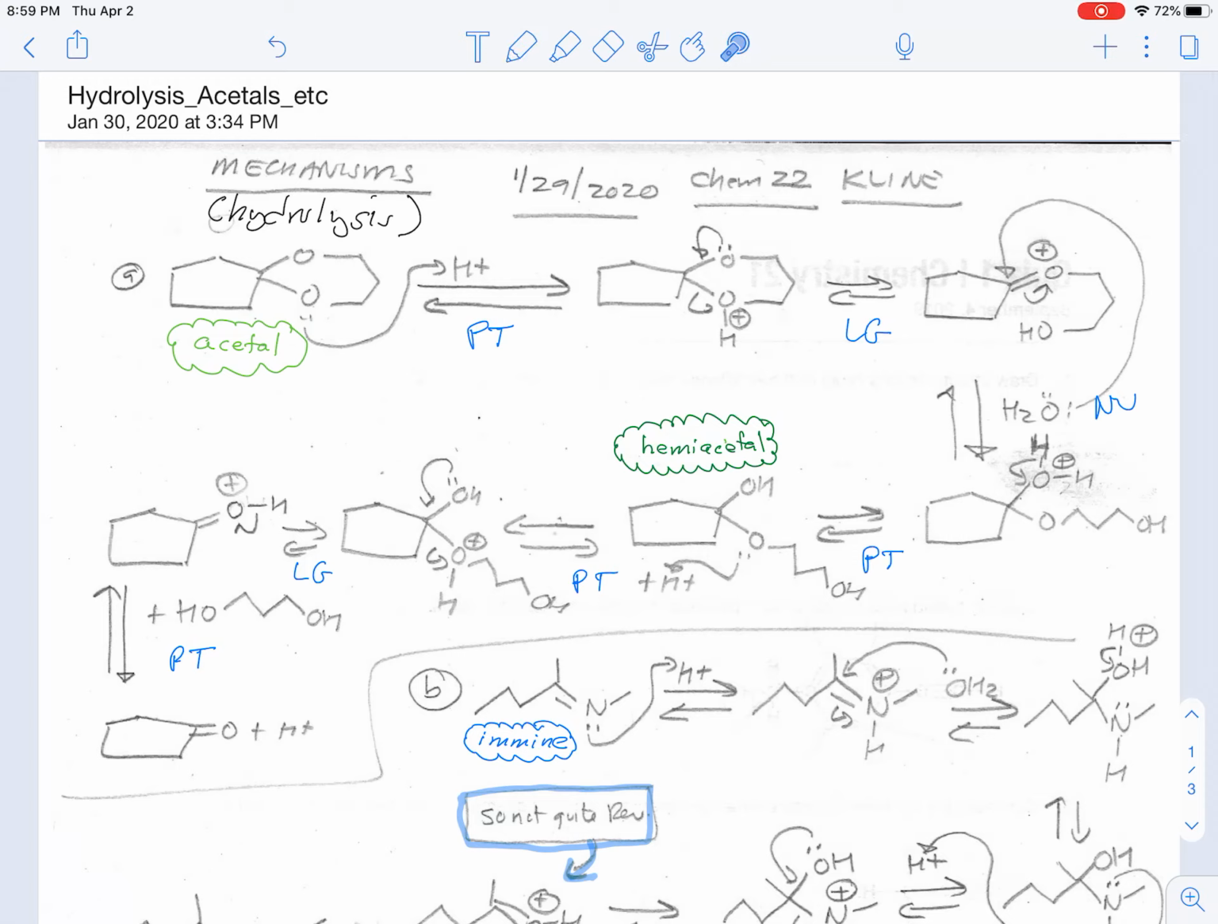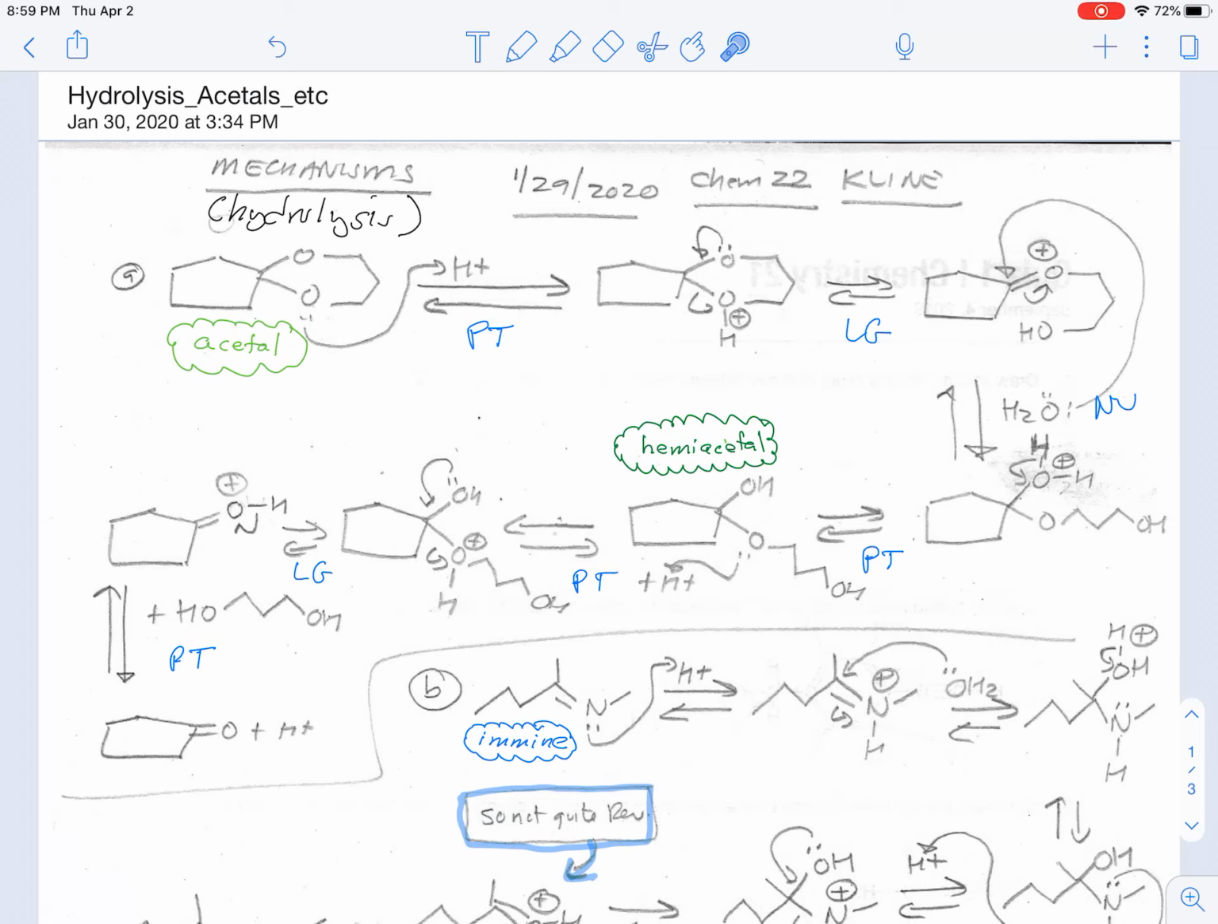So let's start with the acetal. The acetal is the one where you have a carbon that's attached to two oxygens. That's what I sometimes call a full acetal, and it's helpful to be able to recognize that. The first thing that has to happen is we need to have this group leave. In order to make that into a good leaving group in acid, we protonate it. That gives us this intermediate.